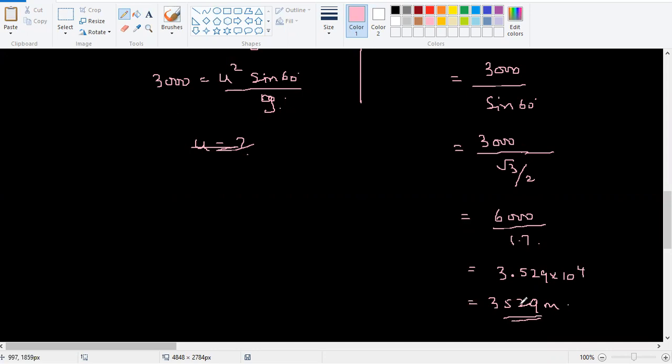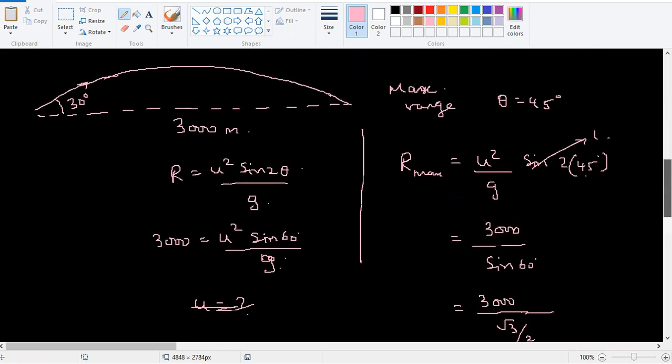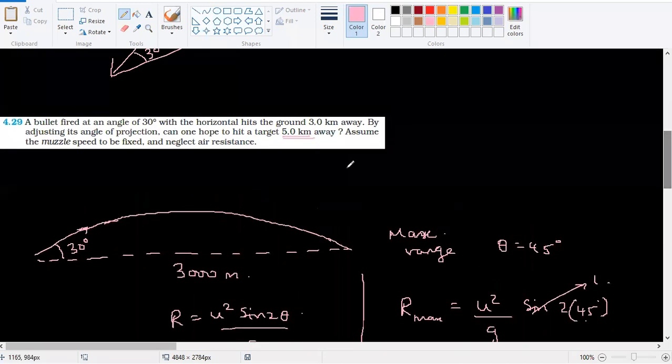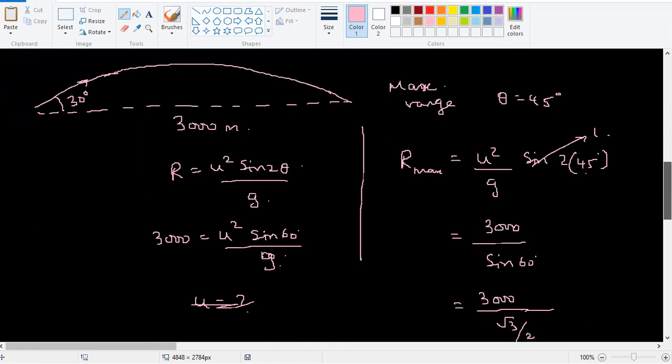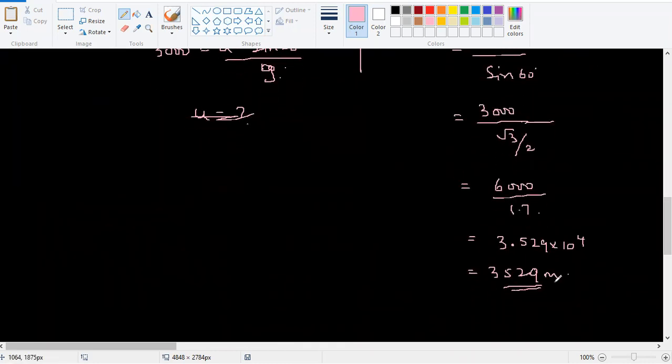Anyway, it's very far away from 5,000, right? So that means it's never going to reach 5,000 meters. They asked you to find whether it will be able to hit a 5,000 meter target, or 5 kilometer target, and my max range itself is coming only 3529. So you have to say that the 5 kilometer target cannot be hit. That's all.